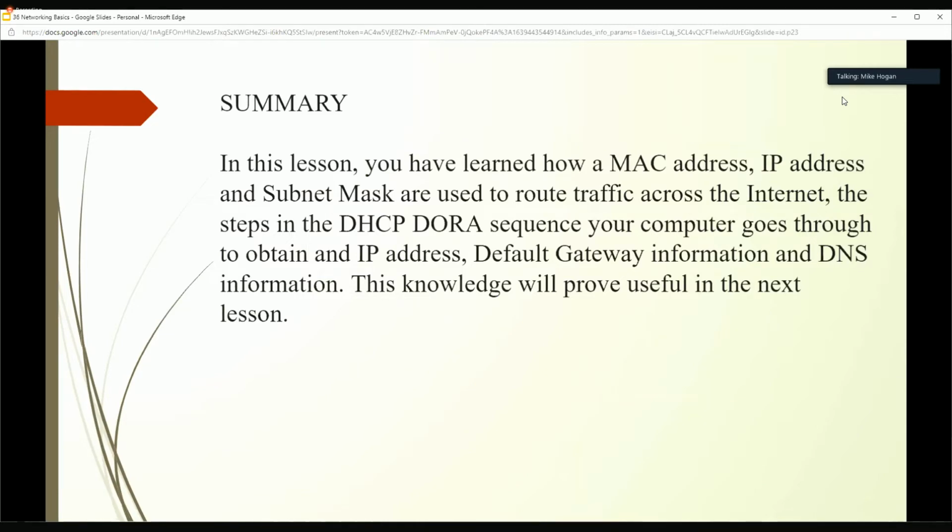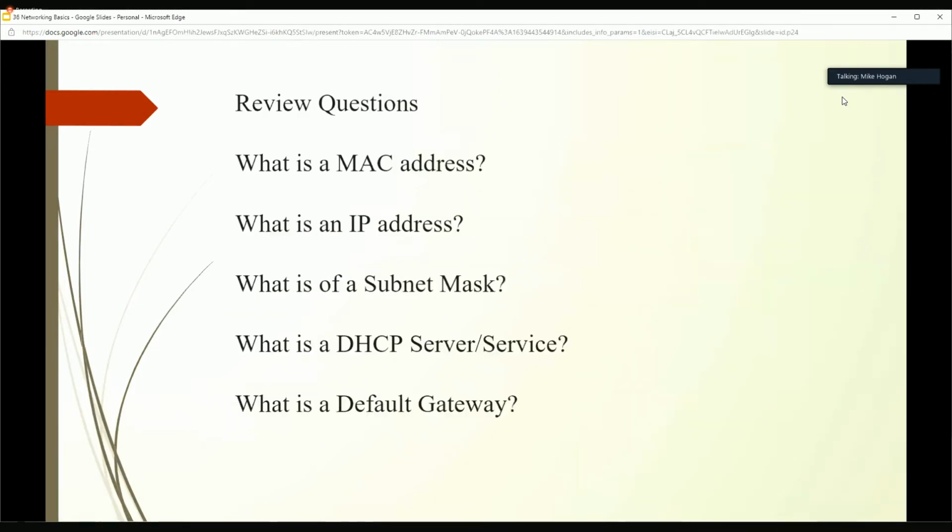All right, so we talked about MAC addressing, IP addressing, subnet mask, the DORA process. Let's answer a few questions. What is the MAC address? Anybody remember what that MAC address was? It's the address given to you from the actual device itself. Okay. Where does that MAC address live? Where does it exist?